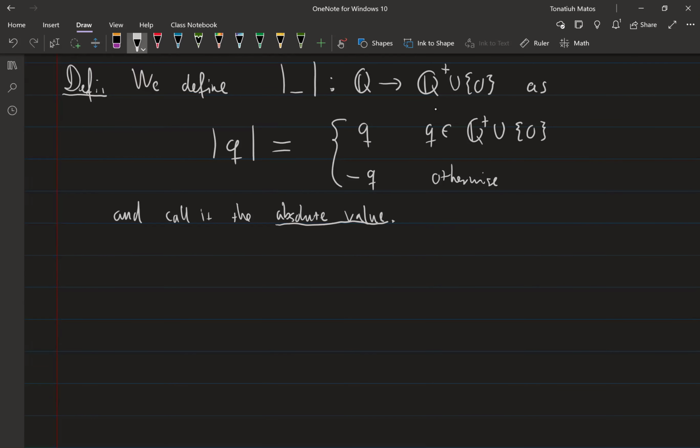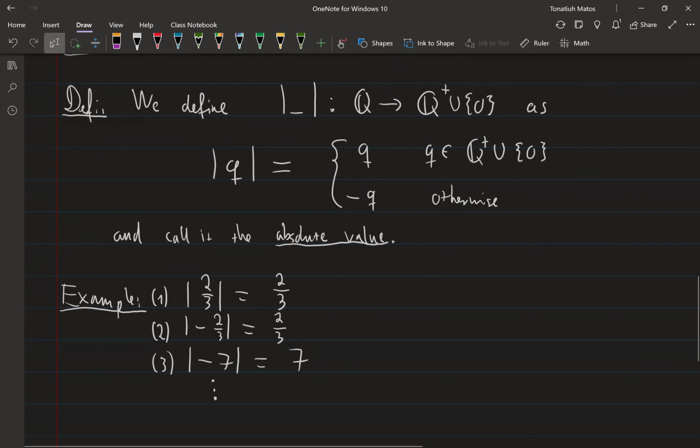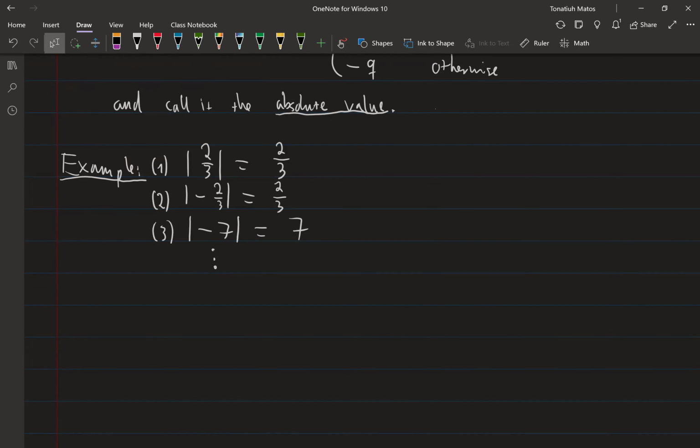or non-negative rather. So maybe some examples, even though I'm sure this might even be too easy. So 2/3, the absolute value is itself because it's already positive, right? If you have a number that is negative, like negative 2/3, then I have to flip and get the same, right? If you have an integer, minus 7, well then this is just 7, right? And so on. I think maybe this wasn't even necessary, but just in case you haven't seen the absolute value before, this is how it works.